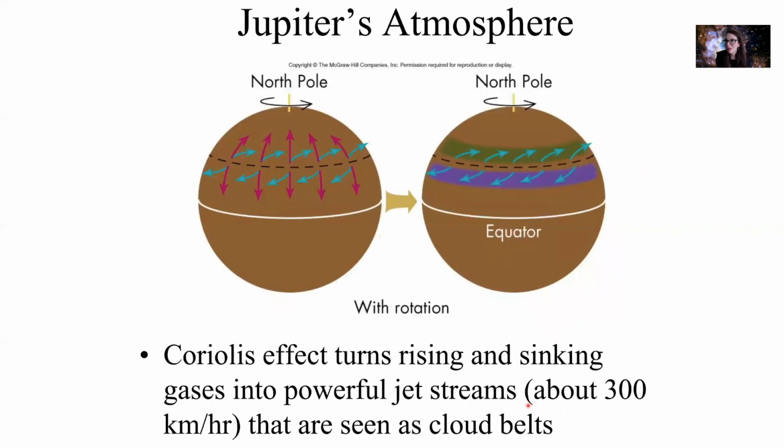There's something called the Coriolis effect, which also lends to Jupiter's beautiful bands of clouds. The Coriolis effect happens whenever you have fluid, so gas is a fluid, and the material is spinning. And so what happens is that that rising material from deep within Jupiter rises to the surface. And because of that rising and the fact that Jupiter is spinning, the Coriolis effect turns the rising and sinking material gases into these powerful jet streams of about 300 kilometers per hour that are seen as the clouded belts or clouded bands of Jupiter.